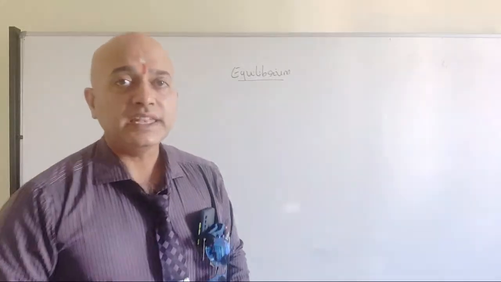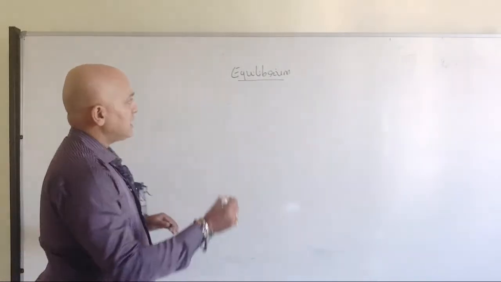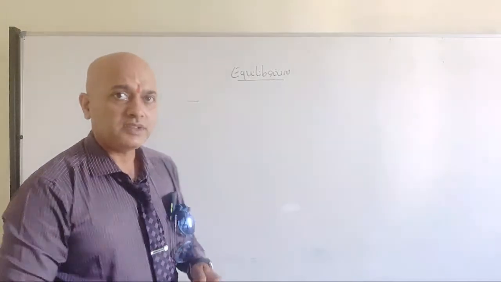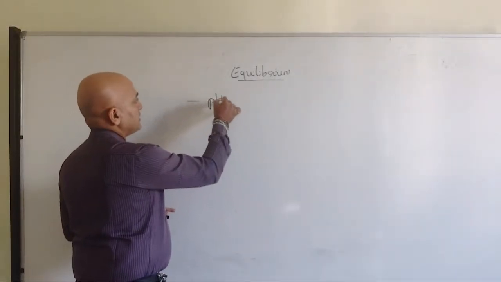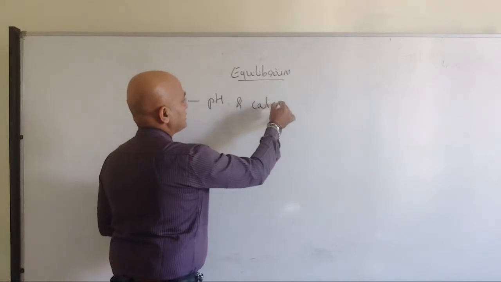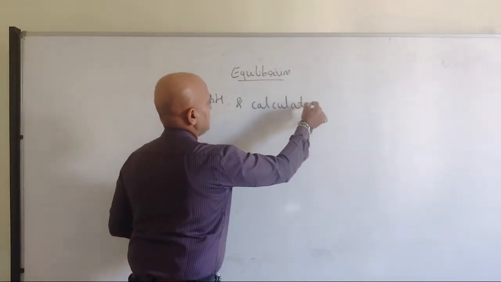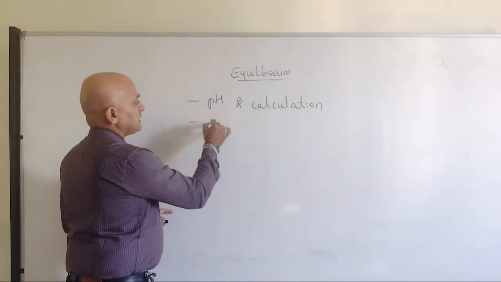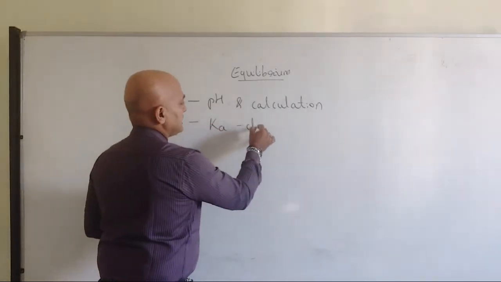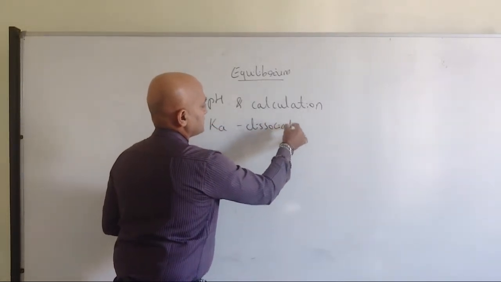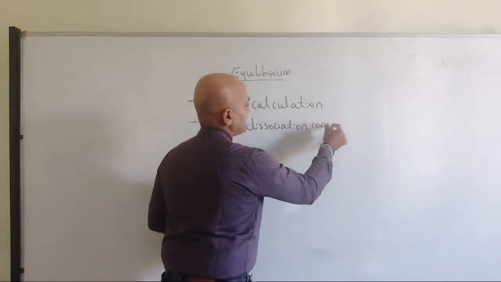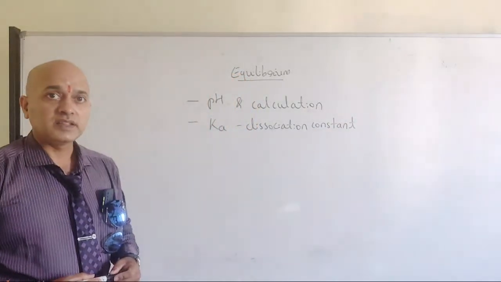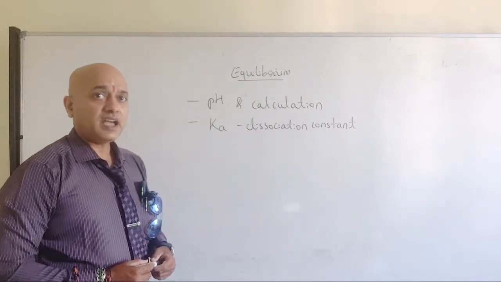Right? So any doubts? In the last class we have discussed pH and calculation. Then we have discussed Ka, the dissociation constant. That is with respect to Ka. That's what we have discussed in the last class.